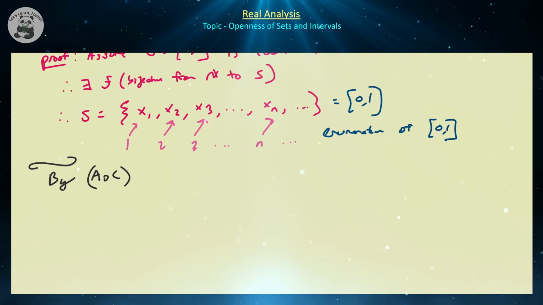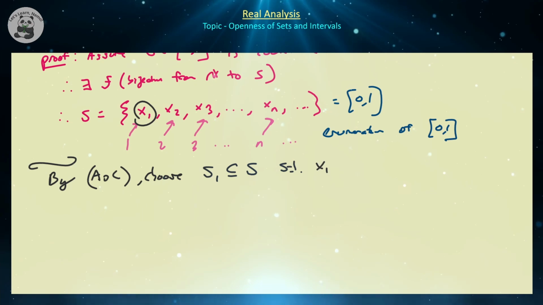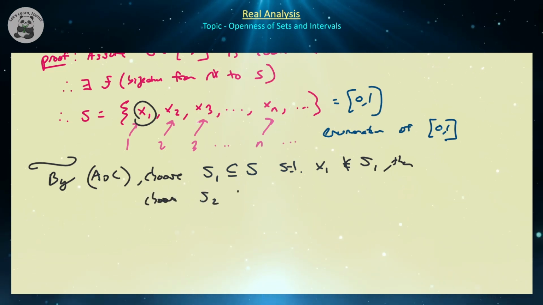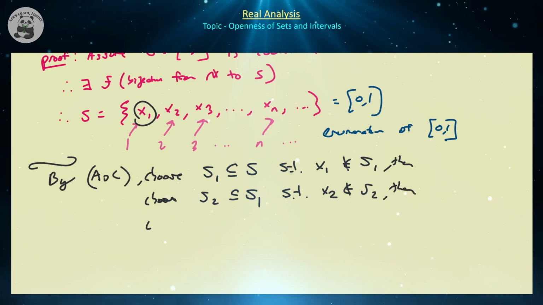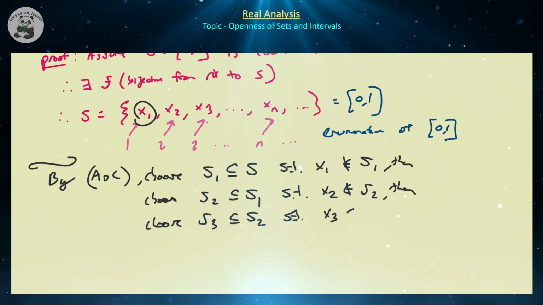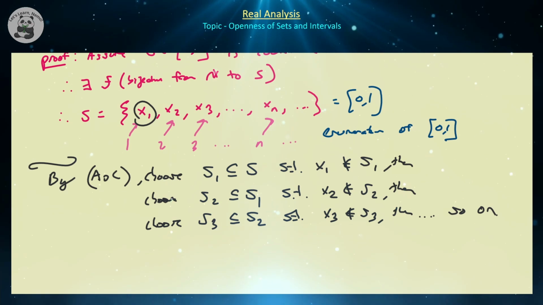So by the axiom of choice, what I want to do is choose a set S1 that's a subset of S such that the first element, x1, does not belong to S1. And then I'm going to choose a set S2 that's a subset of S1 such that x2 does not belong to S2. And then I'm going to choose S3 that's a subset of S2 such that x3 is not an element of S3. And then I'm going to do this as many times as I can.